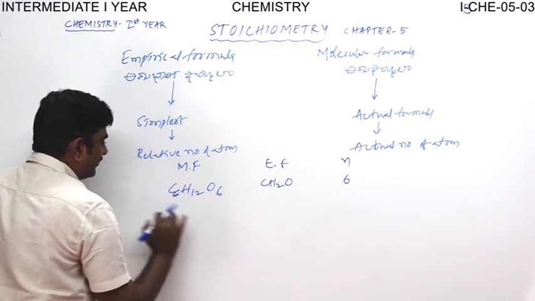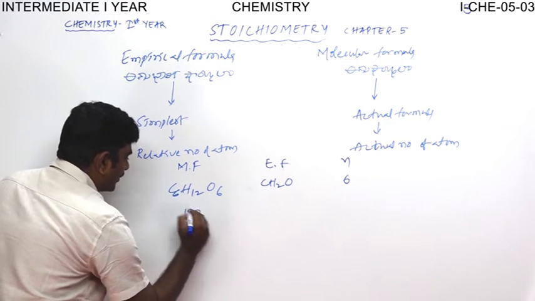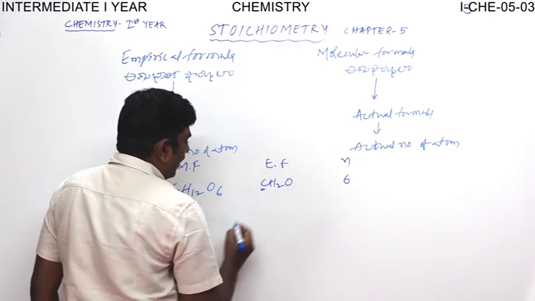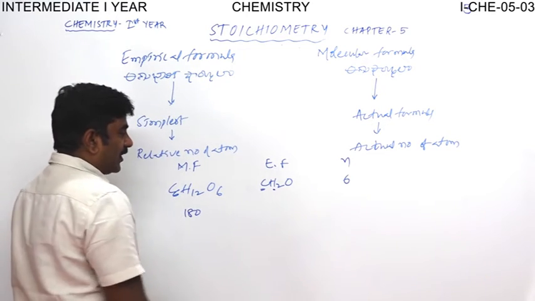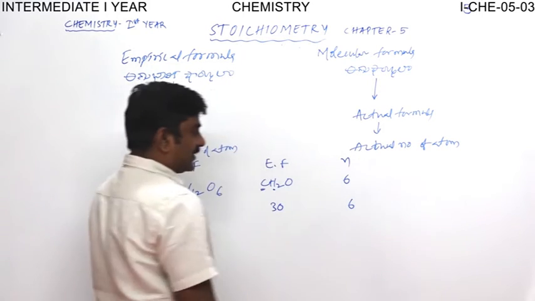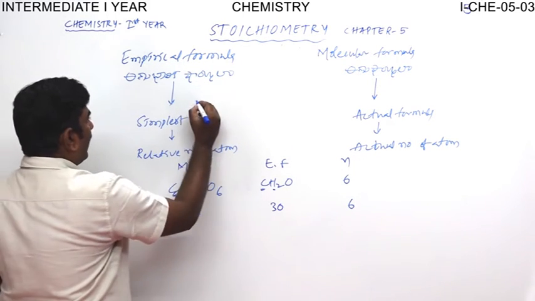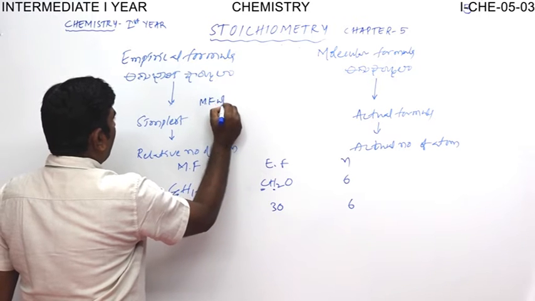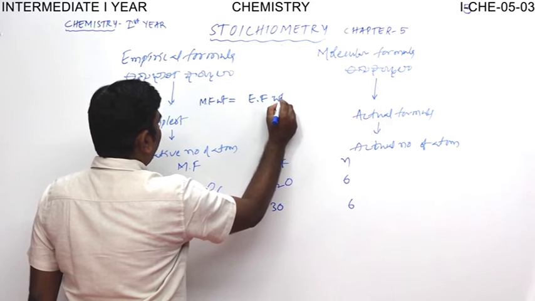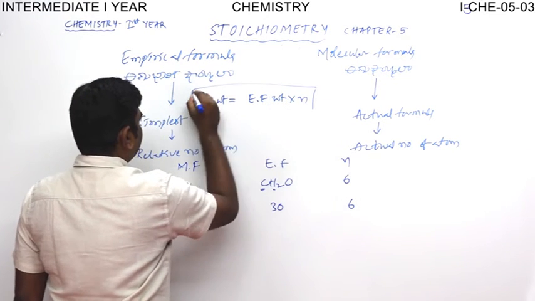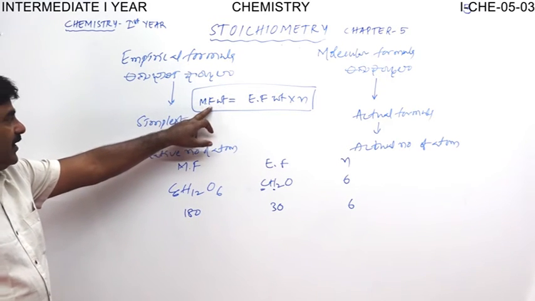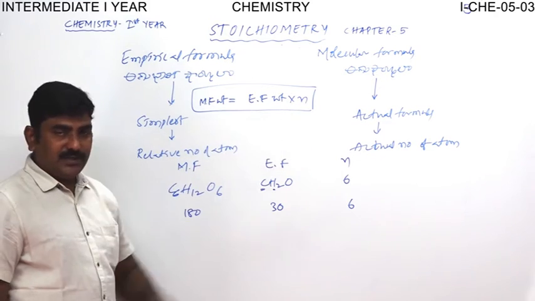Now what is the weight of this compound? Already we have calculated. How much is it? 180. What is the weight of the empirical formula? 12 grams plus 2 grams plus 16 grams. How much is it? 30. And what is this value? 6. So therefore, we can write molecular formula weight is equal to empirical formula weight into N.